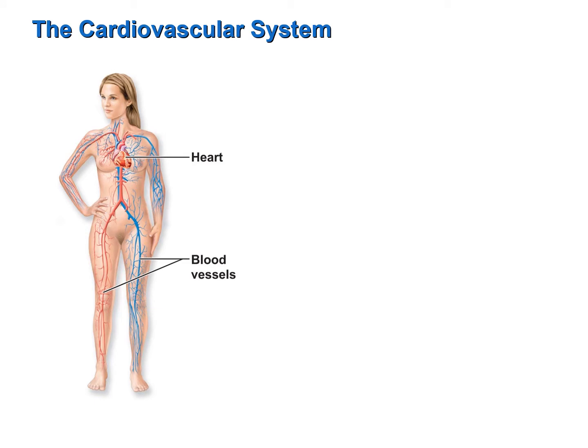The heart is part of the cardiovascular system. Cardio means heart, and vascular refers to the blood vessels. So literally, it's the system of heart and blood vessels. You may have also heard the cardiovascular system referred to as the circulatory system. Technically, the circulatory system is the heart, blood vessels, along with the blood itself.